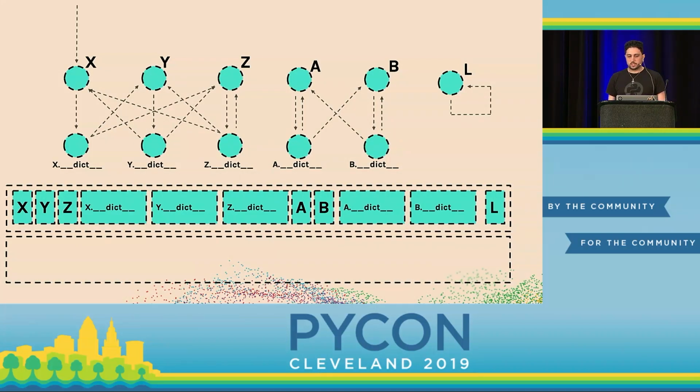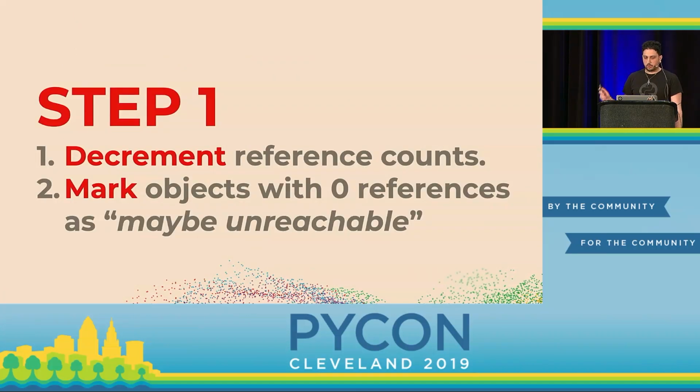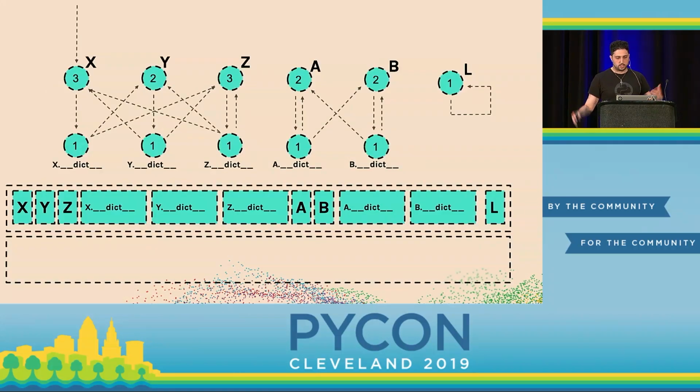For that, we are going to copy the reference count into a separate field because we are going to modify it, and we don't want to mess things up in case the objects are not going to be destroyed. So in this case, the algorithm starts by copying this and decrementing the reference count of all the objects that are pointed to by every one of them. And then when an object has a 0 reference count, we might mark it as maybe unreachable. So for example, these are the numbers for the reference count.